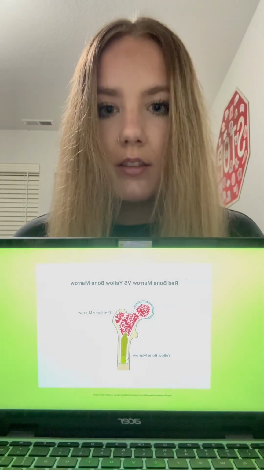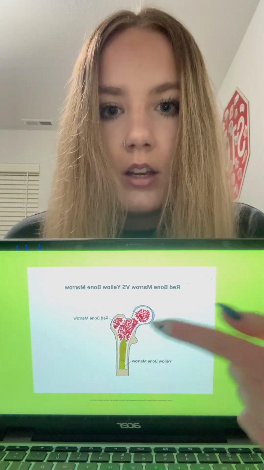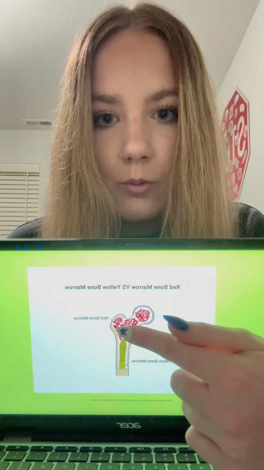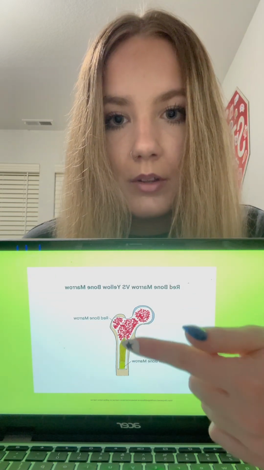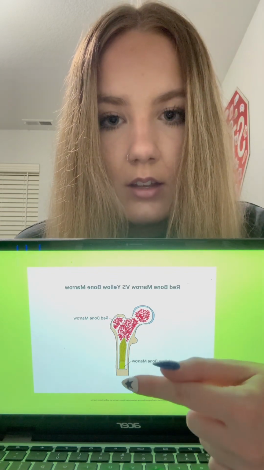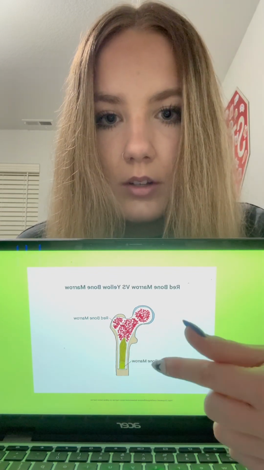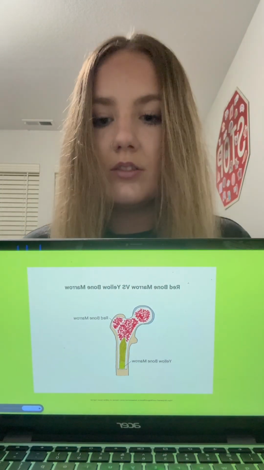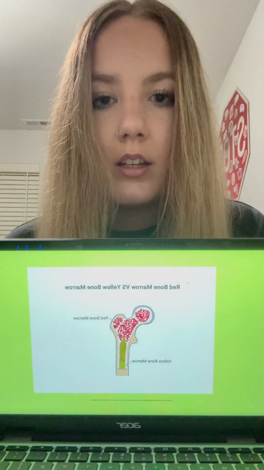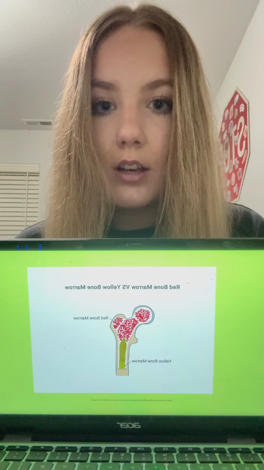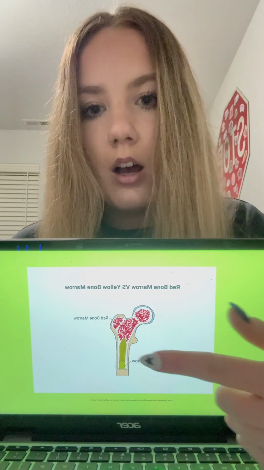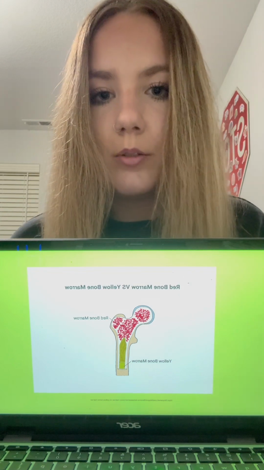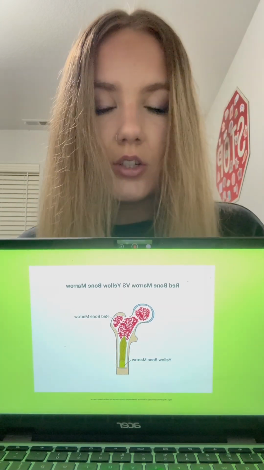So then, again, these pictures are kind of hard to see. If this is a bone, this is the location of where the red bone marrow would be, and then this part of the bone is where the yellow bone marrow would be. So again, they definitely have different functional significance, and their locations are also different, but they are close in location.